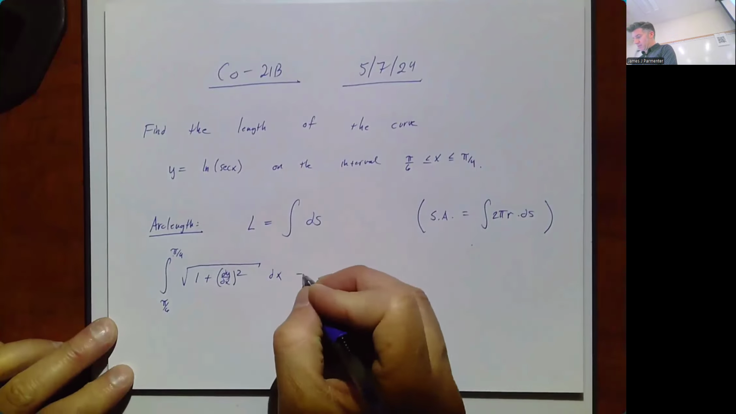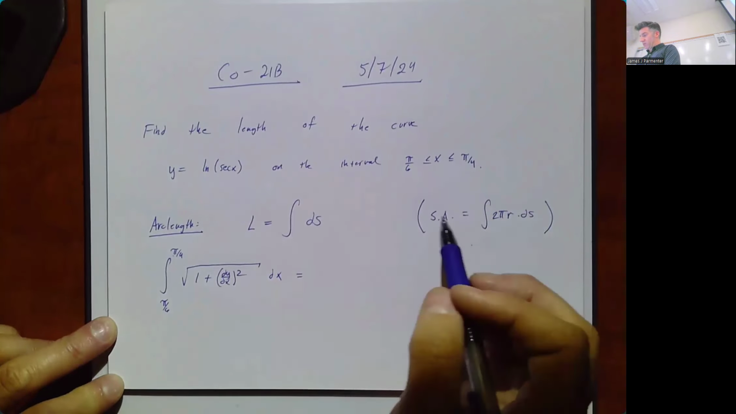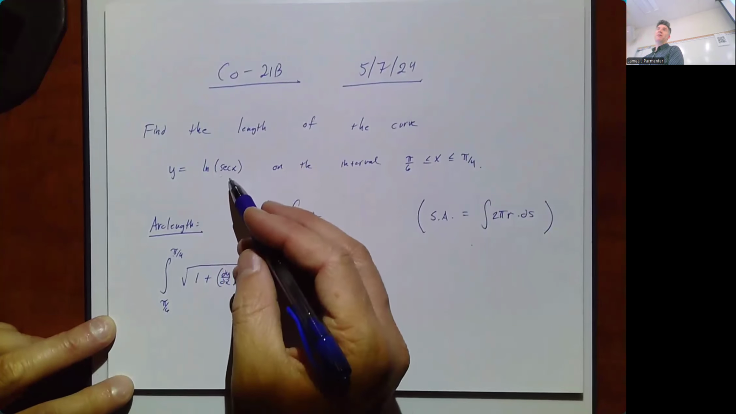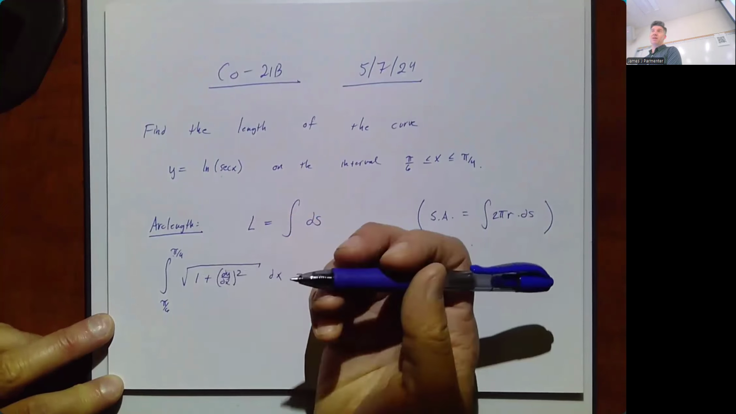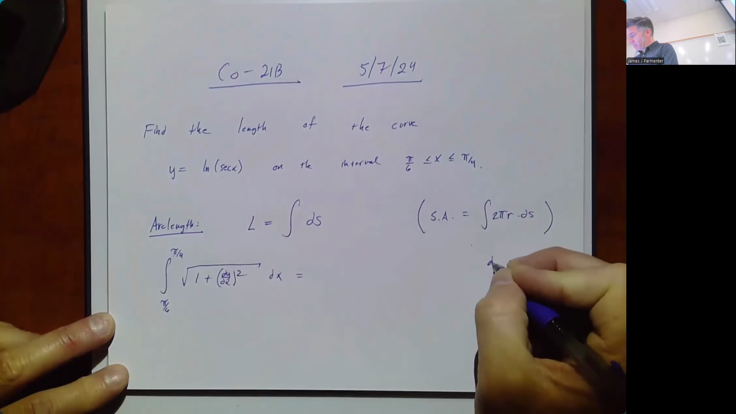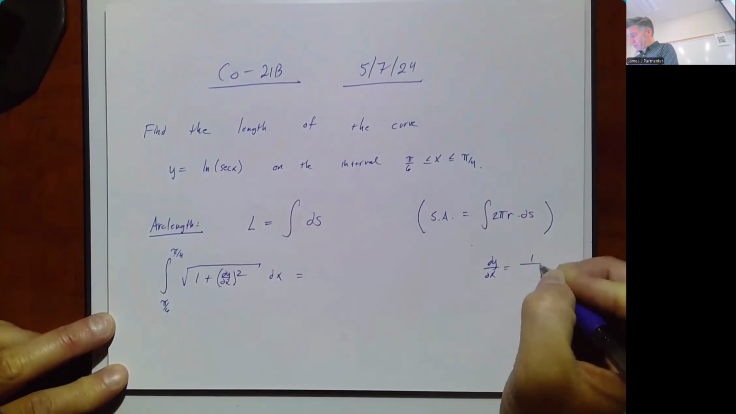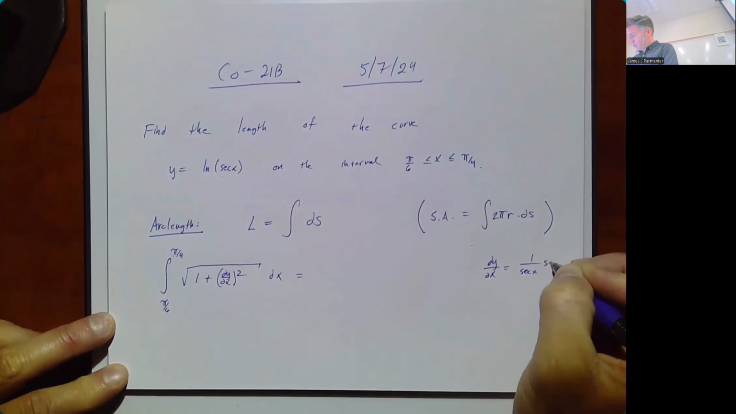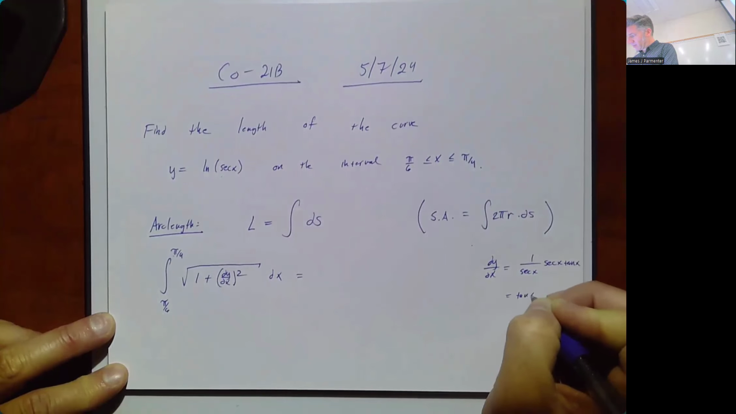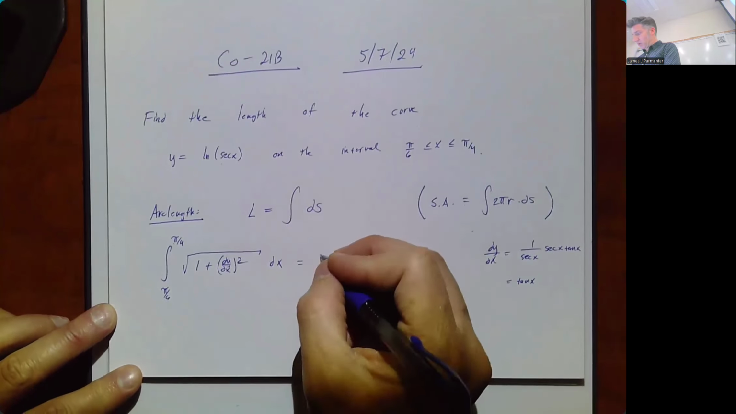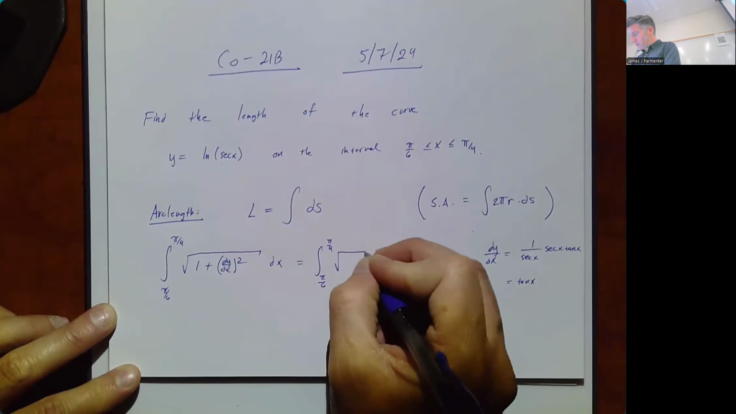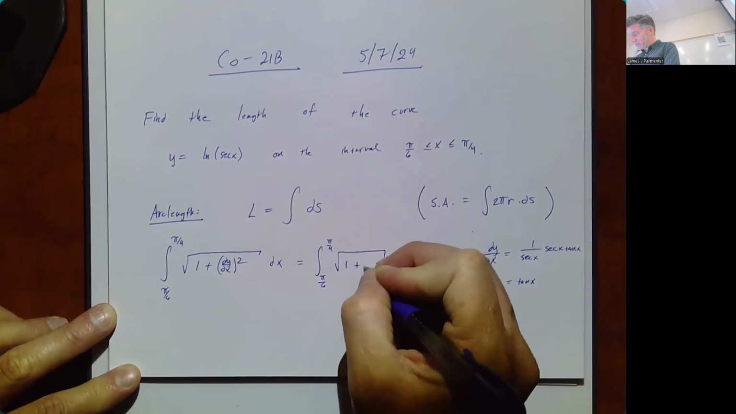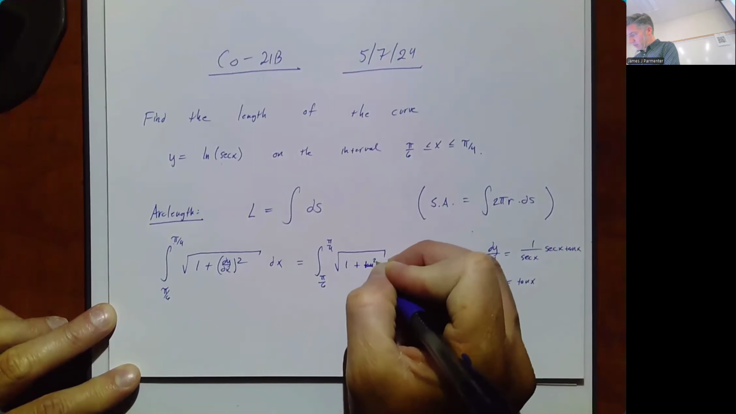Let's see. So the derivative of the natural log of secant of x is 1 over secant times secant tangent, which just becomes tangent. So here our dy dx is 1 over the stuff times the derivative of the stuff, but that just simplifies to being tangent. So here we're going to get the integral from pi over 6 to pi over 4 of the square root of 1 plus tangent x quantity squared.